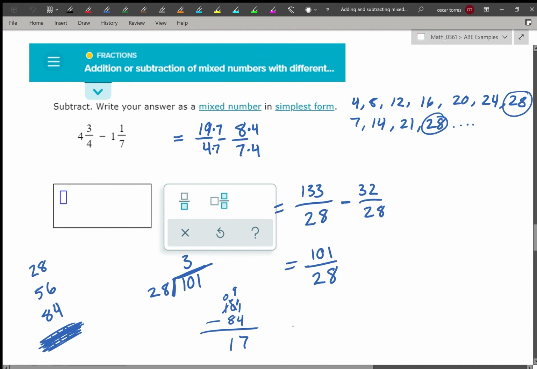So for our mixed number, we know that 28 goes into 101 3 entire times, but we're left with a remainder of 17 out of those 28. So our final answer is 3 and 17 over 28.